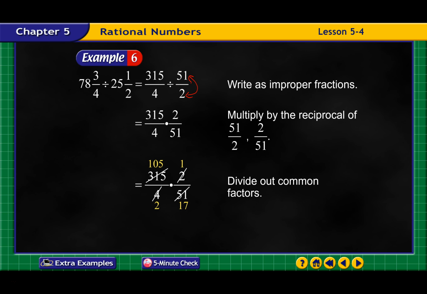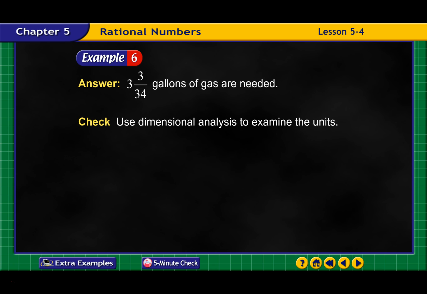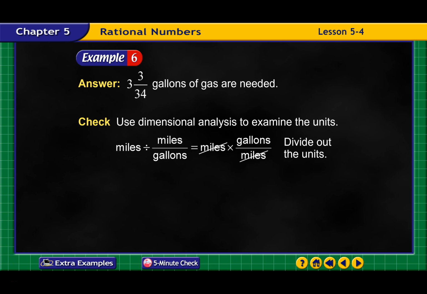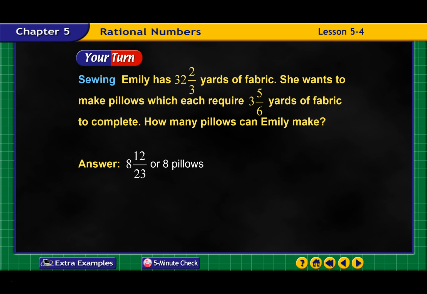From there, we're going to reduce out as much as we possibly can. So this one was divisible by 17. Make life easy. So it ended up being 105 over 34, or 3 3/4. We're not done. Or 3 3/4 gallons of gas, or how many are needed? So dimensional analysis methods examine the units, miles to the gallon. Divide out the units means gallons is what's left. So the results are expressed in gallons. This agrees with our answer of how many gallons of gas. And I'll let you skip that one.